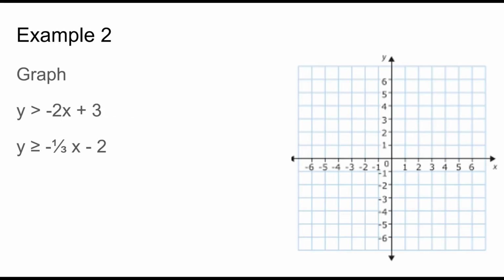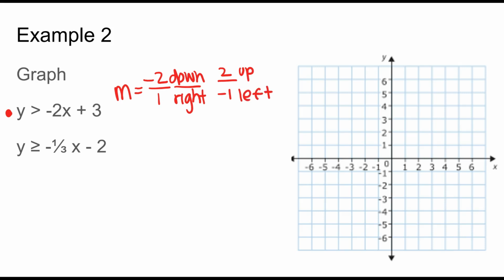Let's take a look at this graph here. I like to start using different colors. So we've got m equals -2/1. Again, if you can't recall how to do this, go find my graphing linear equations video to help you with graphing slope. And b is equal to 3. And then this is our symbol. It's a greater than symbol, so it's going to be a dashed line. And greater than means we're going to shade above.